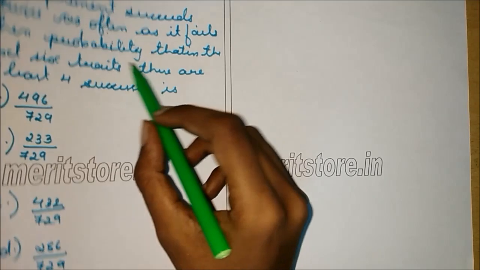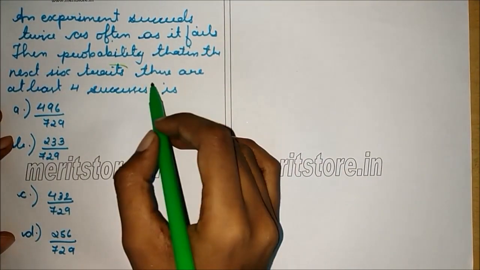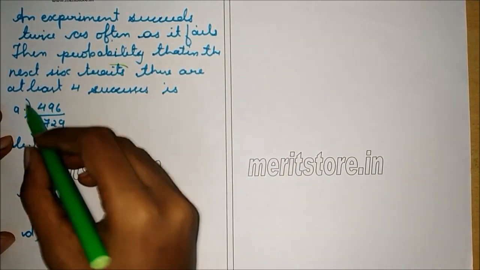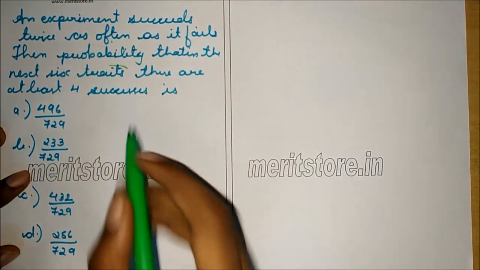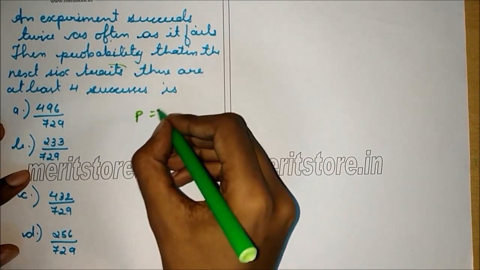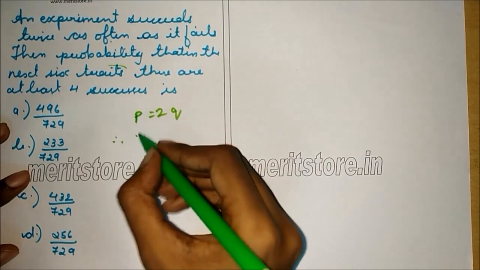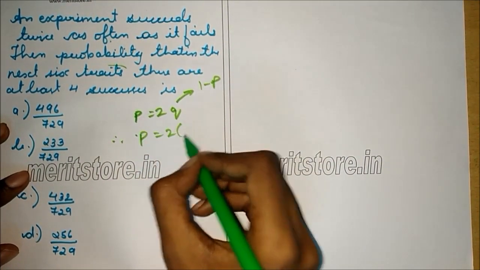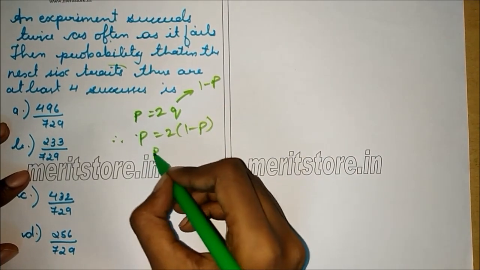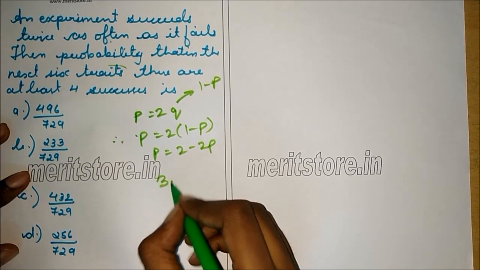An experiment succeeds twice as often as it fails. Then probability that in next six trials there are at least 4 successes? So we are given that probability of success is twice as failure. So p is 2 times q. So therefore, q is 1 minus p. So we can say p equals 2 into 1 minus p. So this will be p equals 2 minus 2p. So 3p will be 2.